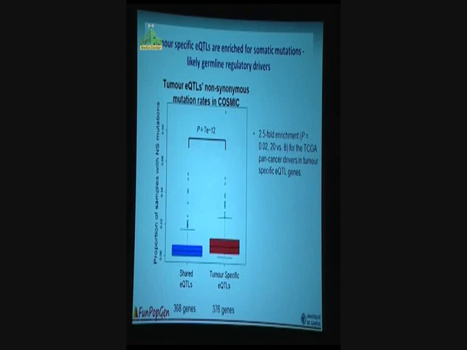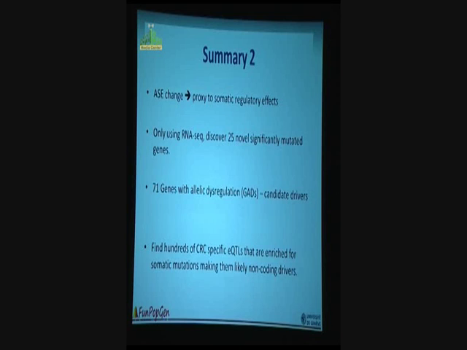So what we have is two categories. We have somatic mutations that drive regulatory effects, which we can generally detect in the general aspect of looking at allele-specific expression at the individual level. But we also have germline variants, which are inactive in the normal, but become active and likely driving the tumor in the tumor state.